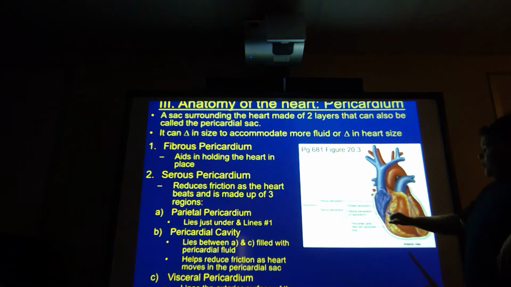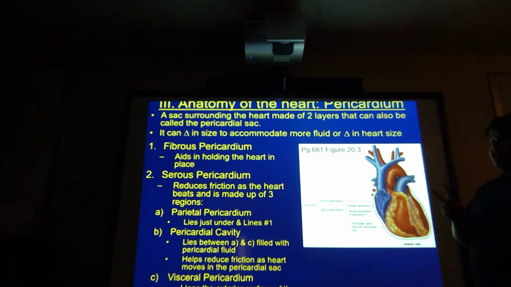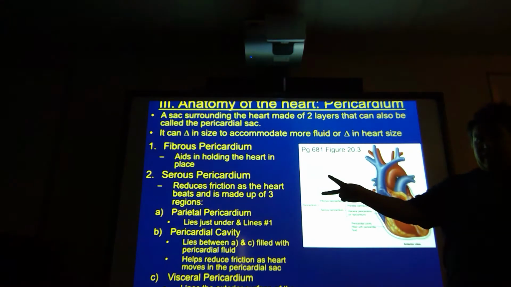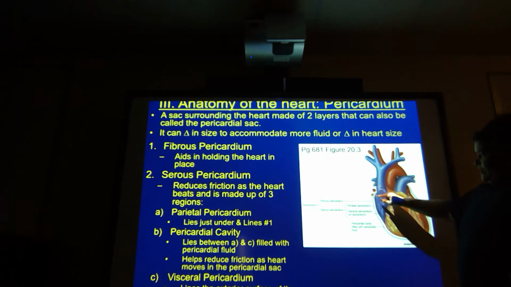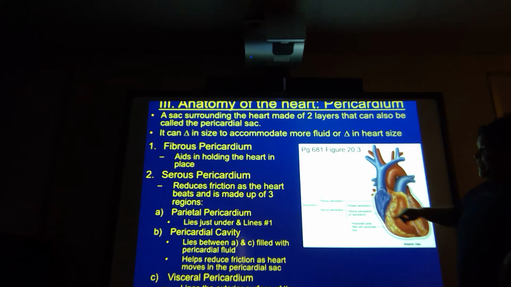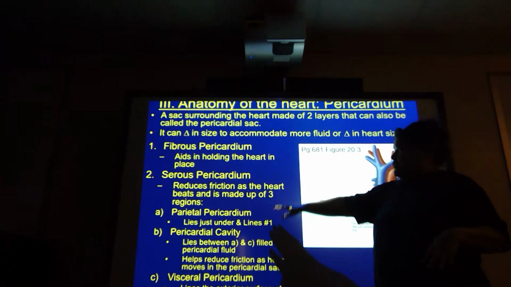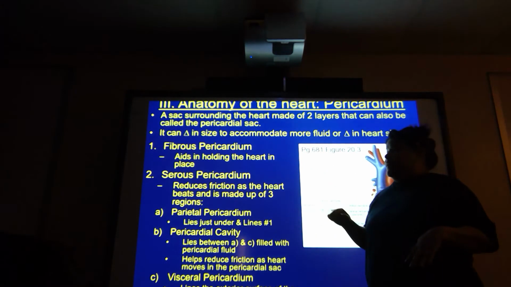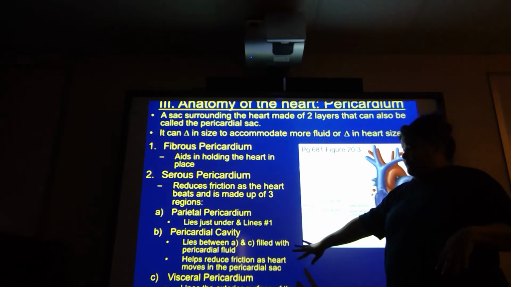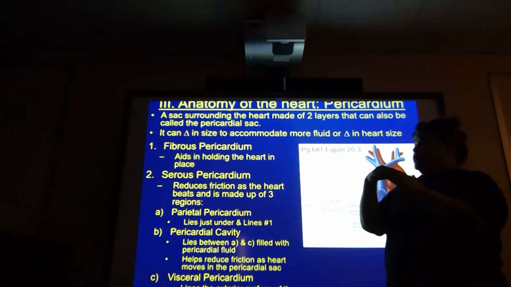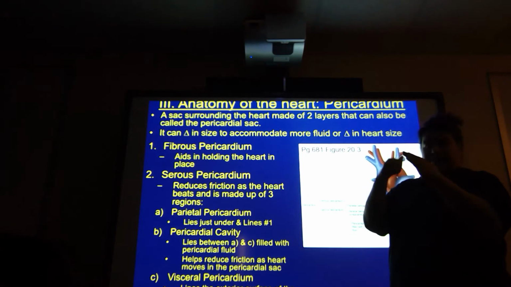The serous pericardium is internal to that and actually has two layers, okay? So if you look at the picture, there's a blue layer right underneath this kind of gray-white layer. That's the parietal pericardium. It literally lies right underneath the fibrous pericardium. It's these layers, the parietal and the visceral, that help to reduce the friction on the heart while it's beating, okay?